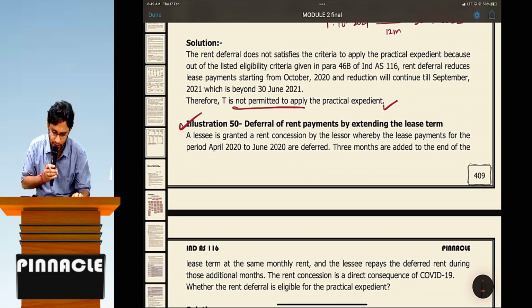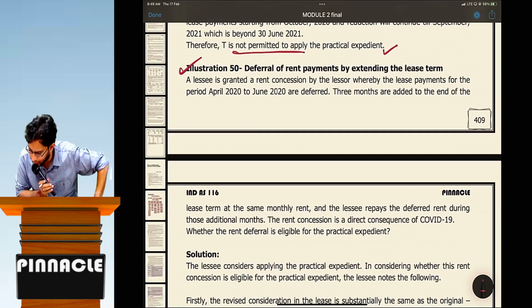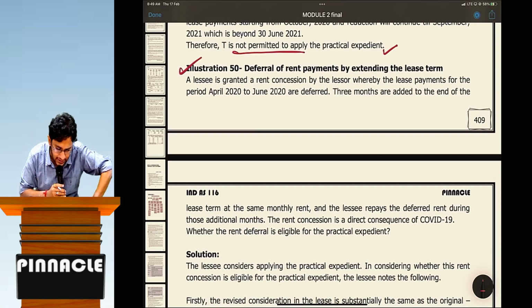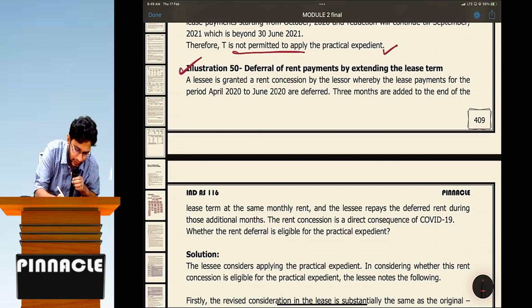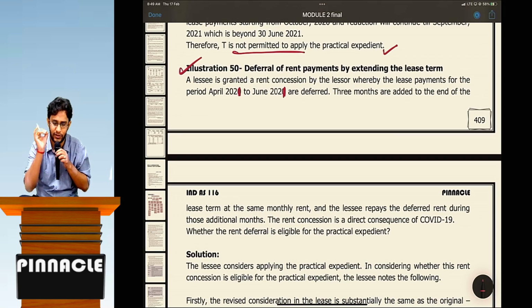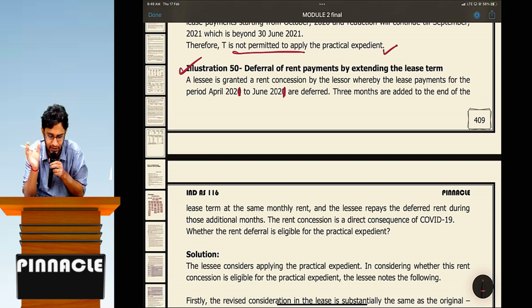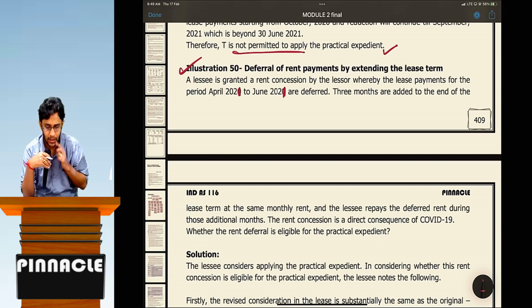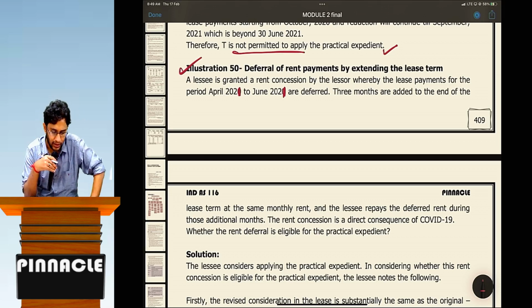Okay, nice. Next. A lessee is granted a rent concession by the lessor whereby lease payments for the period April 2021 to June 2021 are deferred. So, first observation, is the period of benefit within our due date? Yes. 3 months are added to the end of the lease term at the same monthly rent, and the lessee repays the deferred rent during those additional months. The rent concession is a direct consequence of COVID-19. Whether the rent deferral is eligible for the practical expedient?